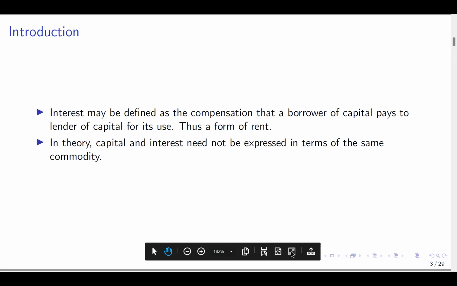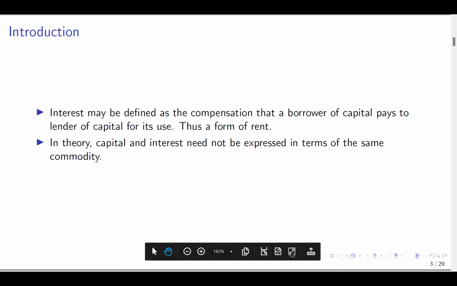So by way of introduction, interest may be defined as the compensation that a borrower of capital pays to a lender of capital for its use. So it's a form of rent. In theory, capital and interest need not be expressed in terms of the same commodity.